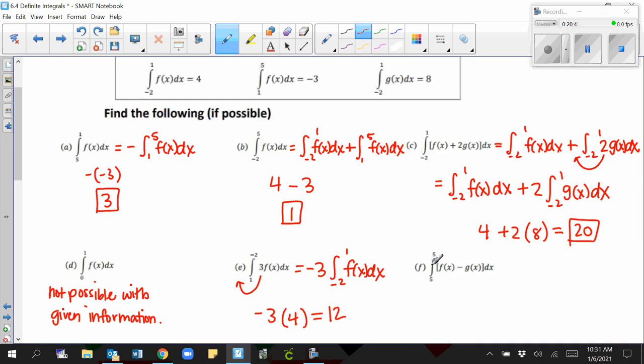And then our last one right here, we're doing an integral from 5 to 5. That's the same endpoints, so that's going to be our 0 integral from 0 to 0.